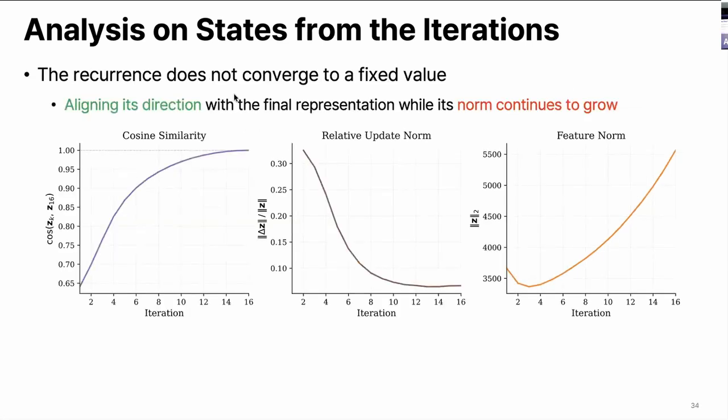Putting the three plots together, the recurrence is understood as directional refinement. The cosine similarity increases, so the direction aligns with the final state. But the feature norm grows, so the state does not converge to a fixed feature value. Therefore, the model refines the direction of the representation rather than converging to a fixed value.